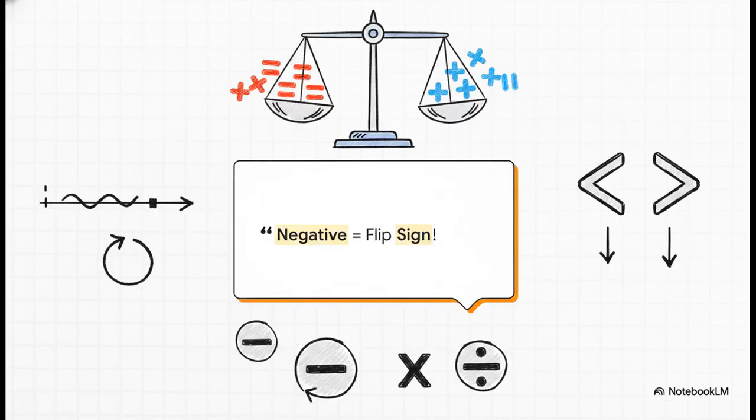And this is the golden rule of inequalities. Negative equals flip sign. If, during that final step of isolating the variable, you multiply or divide both sides by a negative number, you absolutely must reverse the direction of the inequality symbol. Why?